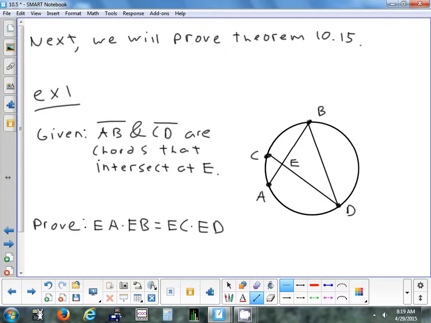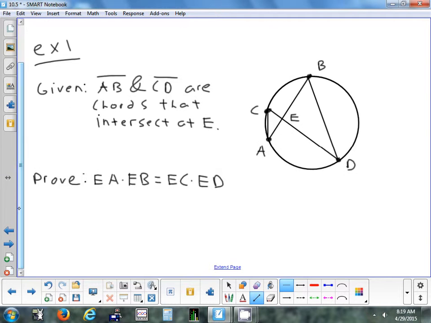Okay, and then next I'm going to draw in AC. So what I just did is I created two triangles. But there's something special about those two triangles. Are they scaled? Scaled. What does that mean? One's bigger than the other, but they're all the same angles. Yes, these two triangles we just drew are similar.